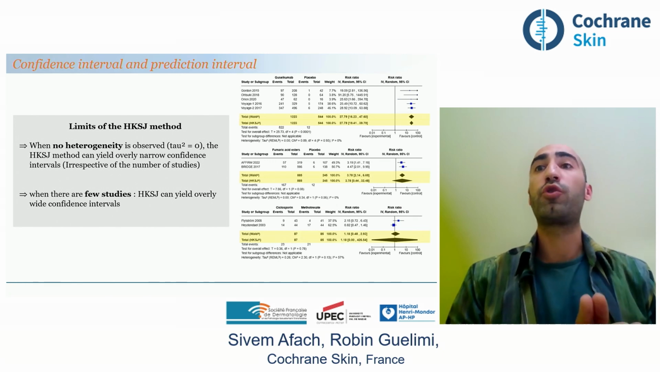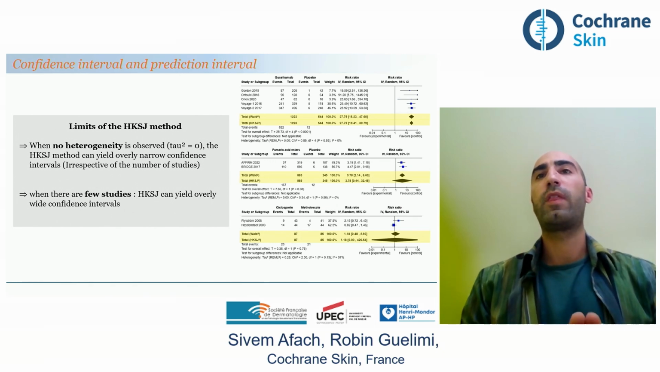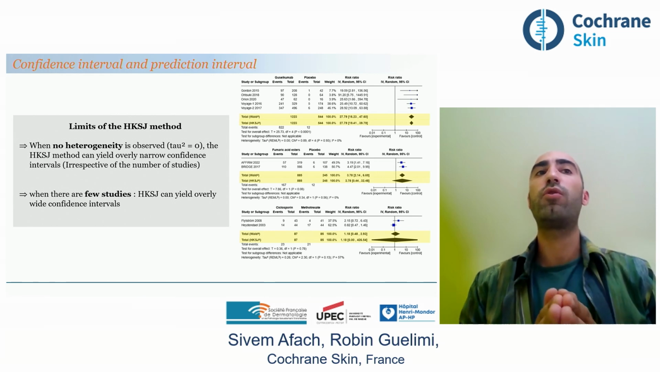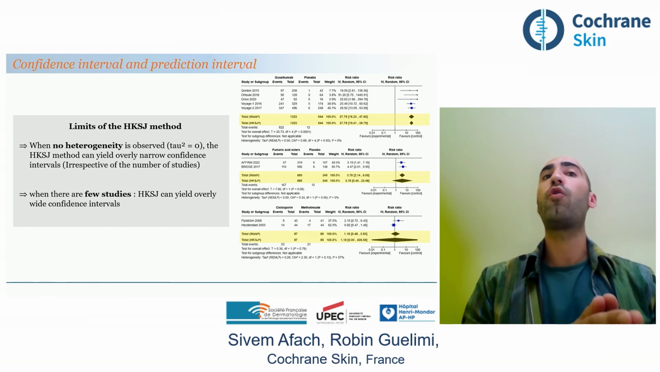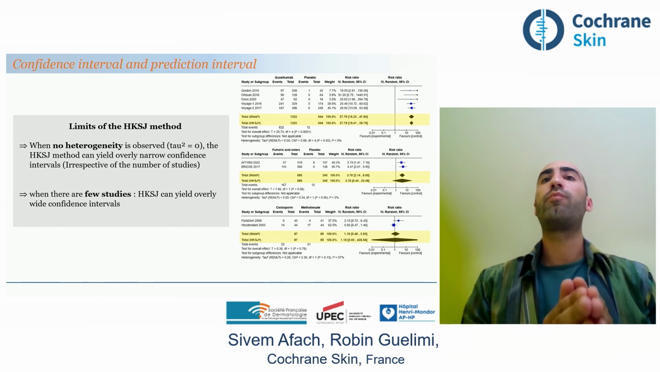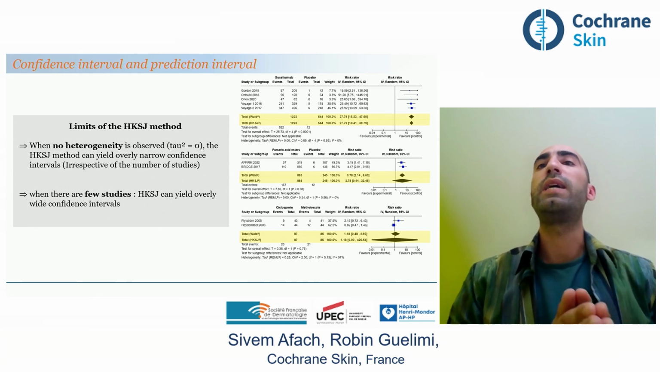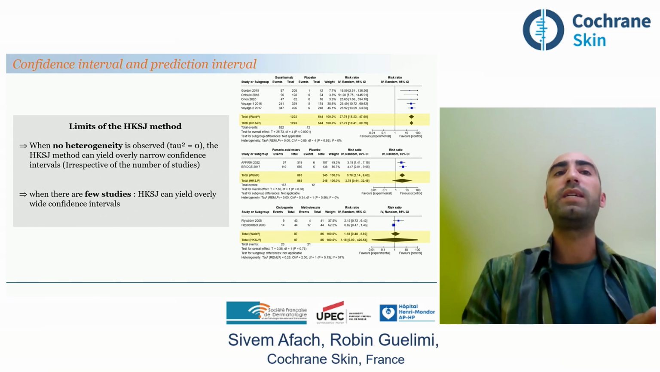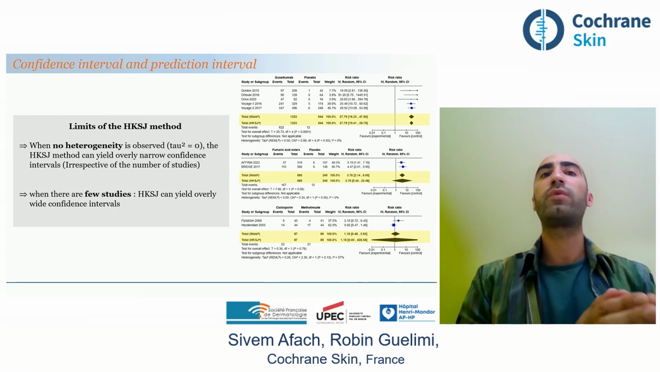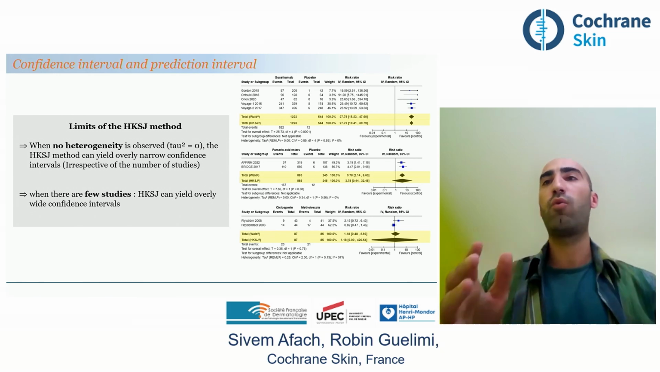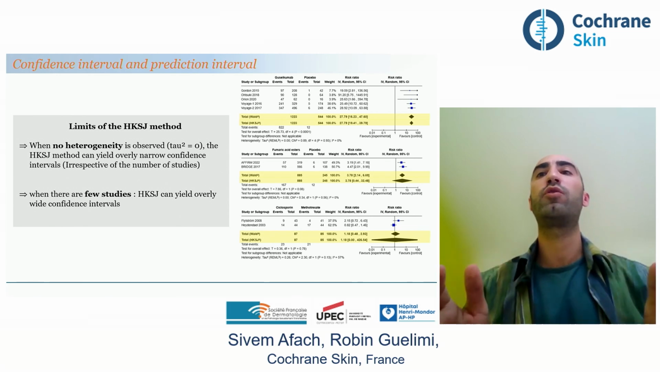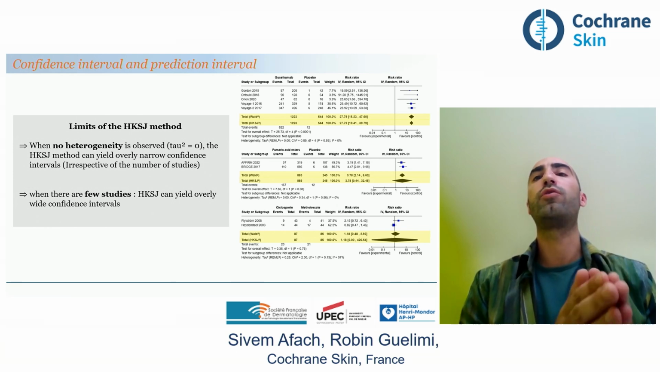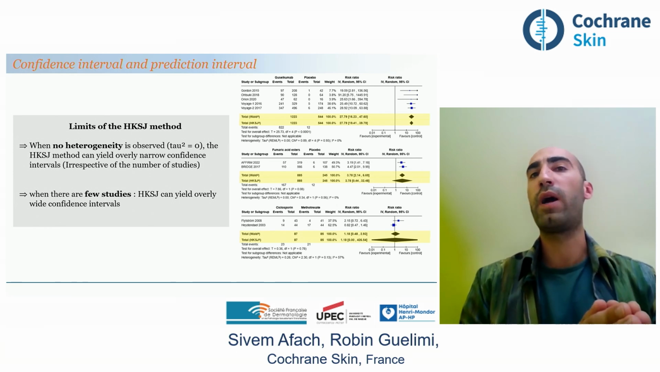However, the Hartung-Knapp-Sidik-Jonkman method shows some limitations. For example, when no heterogeneity is observed, that means tau square equals 0, the method can yield overly narrow confidence intervals compared to the other method. We can see this in the example on the top of the slide. Another limitation is that when there are few studies, the method can yield overly wide confidence intervals, which is the opposite of the previous limitation. We can see this in the two examples on the bottom of the slide with really wide confidence intervals.